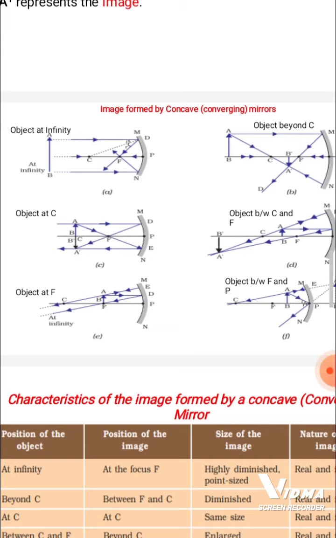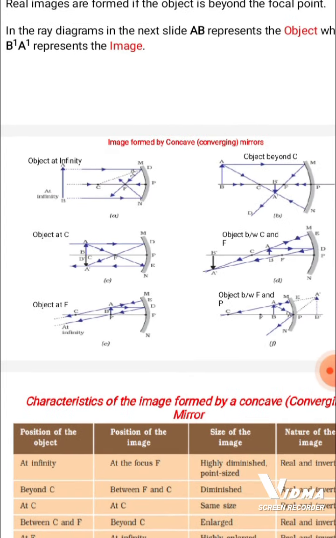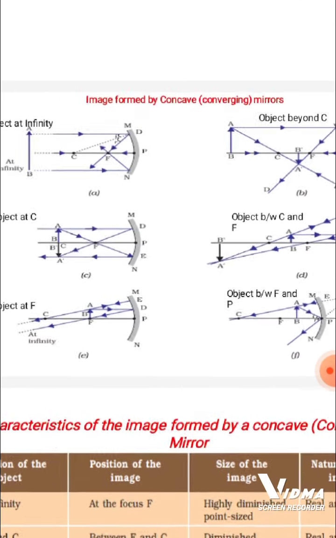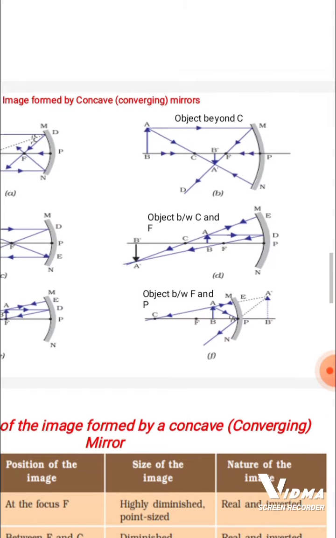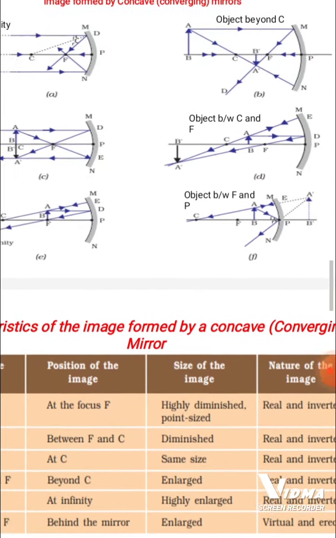Real and inverted. When the position of the object is between C and F, the position of the image is beyond C, and of course it is enlarged, as you can see in the figure. This image is enlarged, and it is also real and inverted in nature.